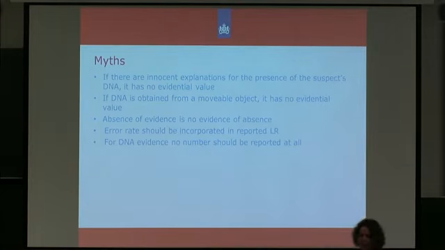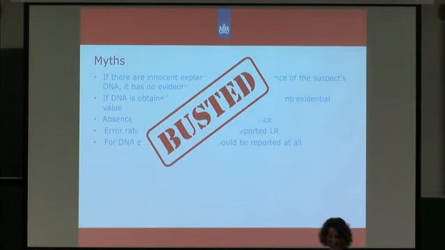So there are several myths. There are innocent explanations, so it has no evidential value. If the DNA is on a movable object, toss it in the bin. Absence of evidence, no evidence of absence. Error rate should be incorporated in the likelihood ratio. Or for DNA, no number should be reported at all. I think all of them are busted. I don't like them. No general rules about this.